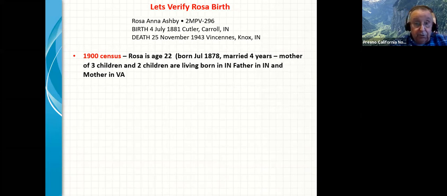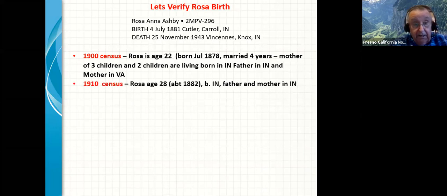She was the mother of three children, two were living. She was born in Indiana, her father in Indiana, and her mother in Virginia, which is something that doesn't agree with what we had in the tree. It said she supposedly was born in Indiana. In 1910, Rosa aged a whole 6 years, which would now make her born about 1882. But it says she was born in Indiana and her parents were born in Indiana. So now it's starting to agree with what we have.